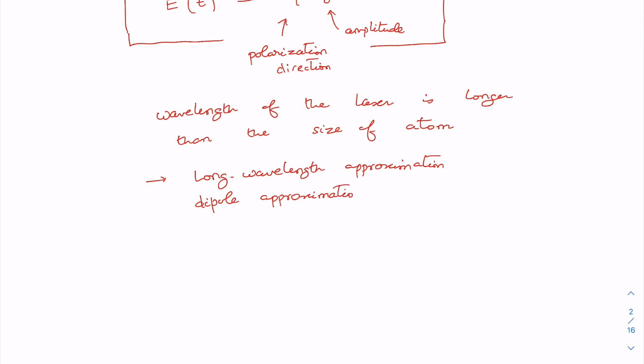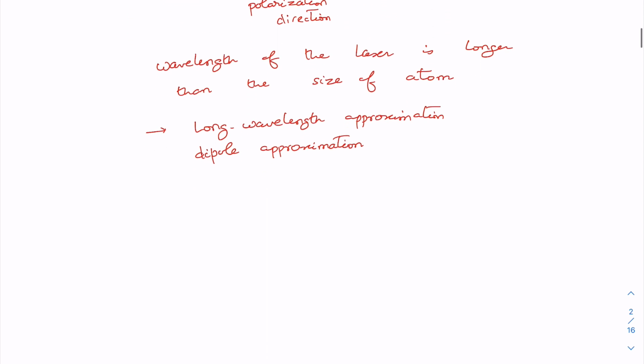Under this approximation one can ignore the variation of the field over the extent of the atom, and this is quite a valid approximation if one deals with optical transitions, as atomic transition dimensions are in the angstrom scales while the optical wavelengths are hundreds of nanometers.